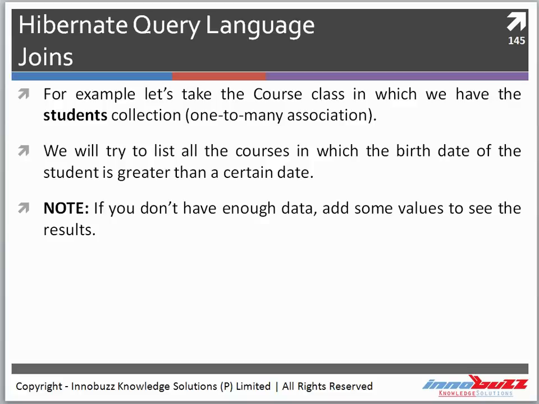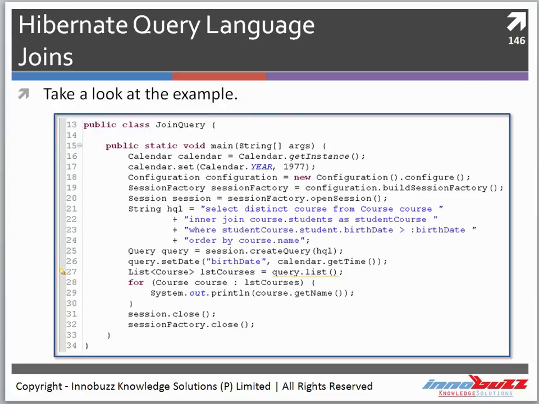Take a look at the example. The initialization part and query creation is the same as we have seen so far. The difference is in the HQL. Take a look that we are using the distinct clause on the HQL. Also, an inner join is being used to actually get every object of the student's collection defined by course.students. The name of the object is studentCourse. On the where clause, we compare against the birth date of the studentCourse object. Review the summary of the previous code.